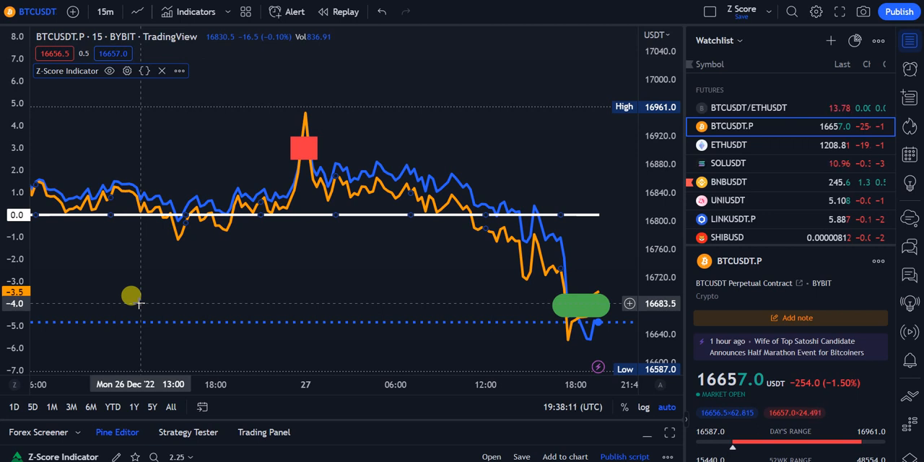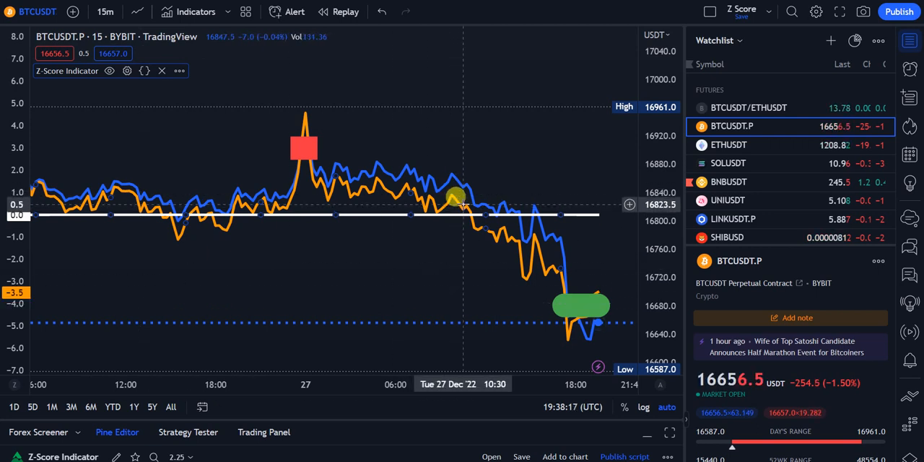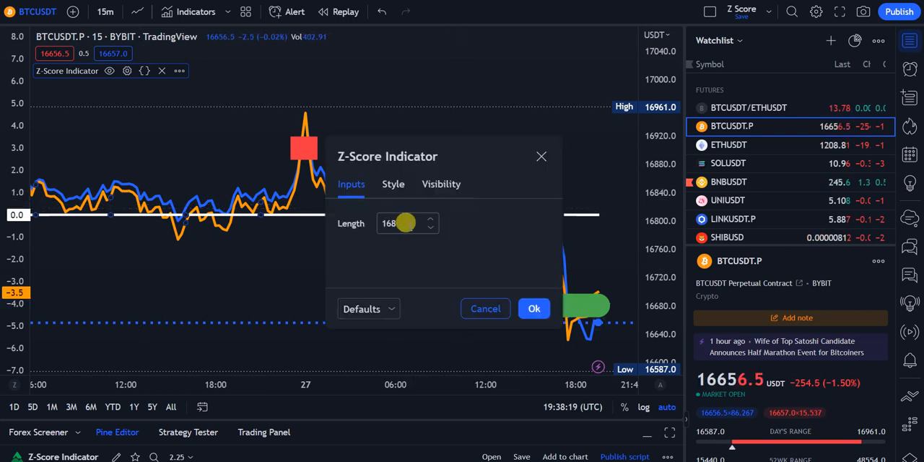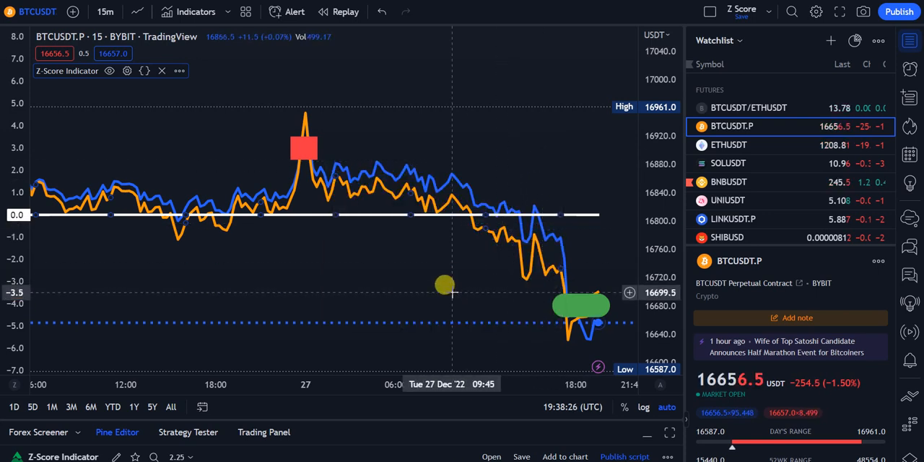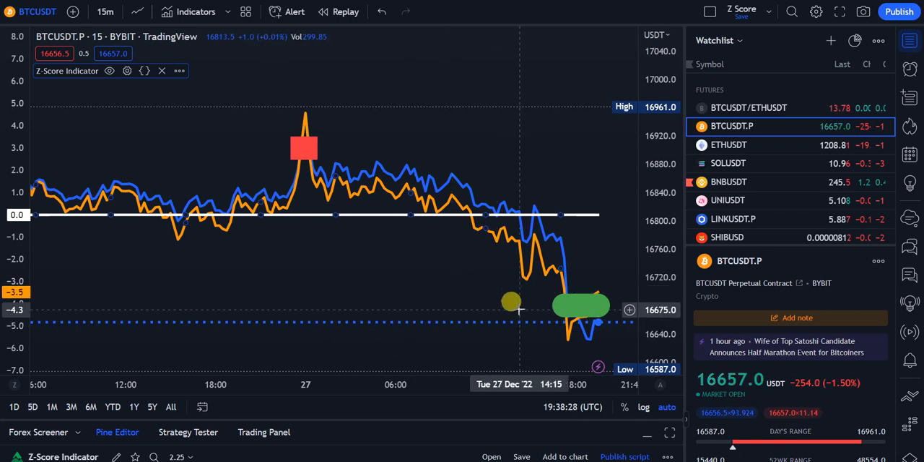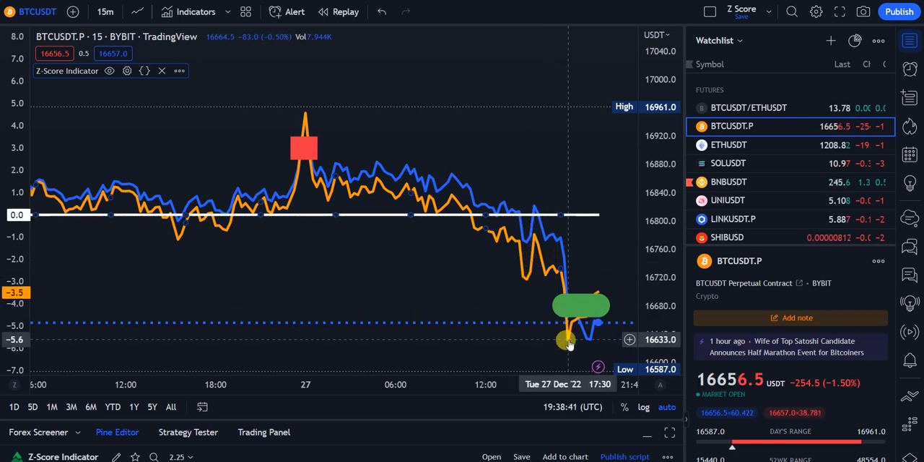standard deviations from its mean, from where it should trade on the 15 minutes chart for the last, let me see what we got, 168 bars of 15 minutes, comes to about a day and a half, give or take. So in the last 36 hours, roughly, the mean, okay, I'm talking about statistical arbitrage, the mean for Bitcoin was around 16,800, let's call it roughly, and then it went down all the way.